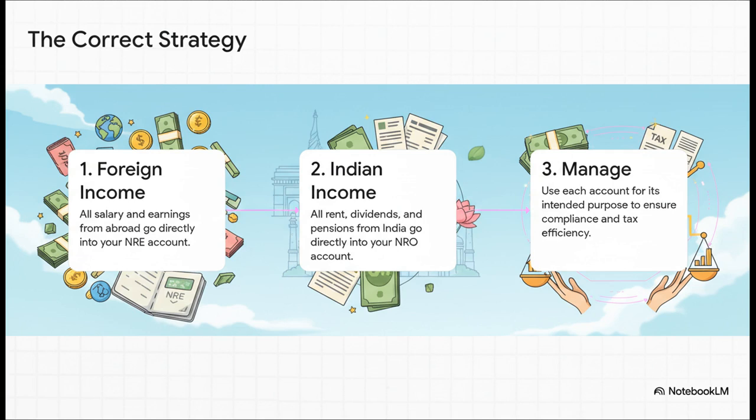It's just 3 easy steps. Step 1, all your foreign income, your salary from abroad, goes directly into your NRE account. Step 2, all your Indian income, rent, dividends, goes straight into your NRO account. And step 3, you just use each account for what it's made for. That's it. By just separating your funds right at the source, you've completely solved the problem.